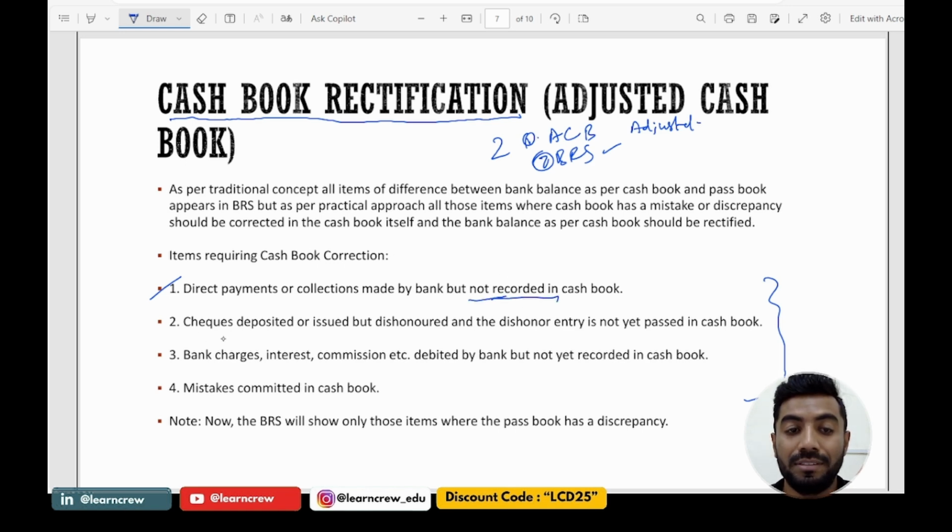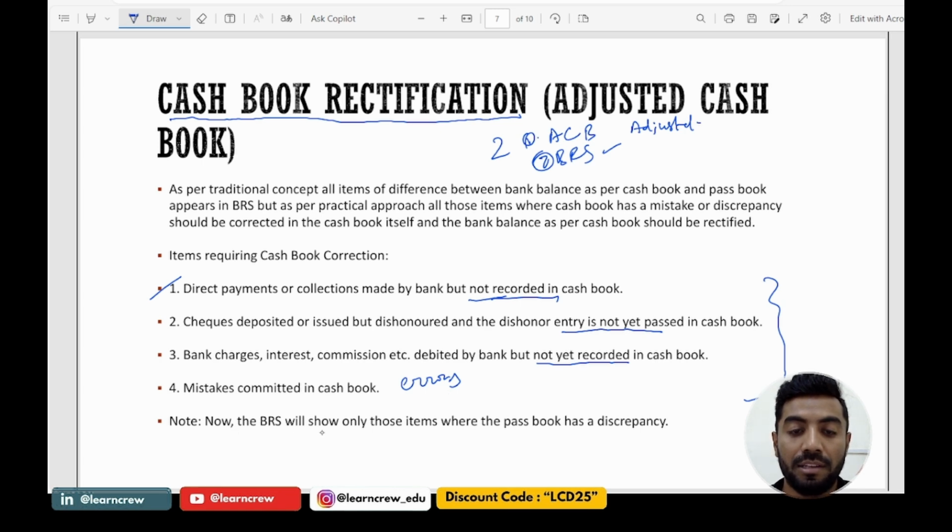Next. Checks deposited or issued but dishonored, and the dishonored entry is not yet passed in the cash book. Whatever entry is not made in the cash book, we have to make those entries. Okay. So entry is not yet passed, no entries in the cash book. Bank charges, interest, commission, etc. debited by the bank, but not yet recorded in the cash book. If it is not yet recorded, we'll have to record it in the cash book. Mistakes committed in the cash book. That's basically errors what we discussed about.